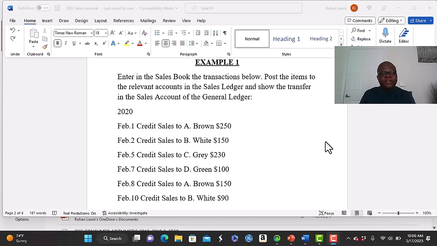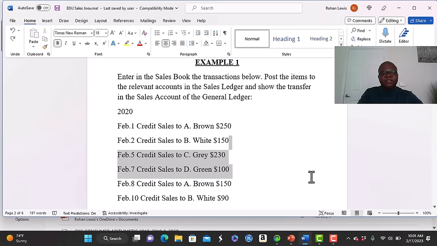February 1, credit sales to A. Brown, $250. February 2, credit sales to B. White, $150. February 5, credit sales to C. Gray, $230. February 7, credit sales to D. Green, $100. February 8, credit sales to A. Brown, $150. February 10, credit sales to B. White, $90. And then we will look at the final transaction.